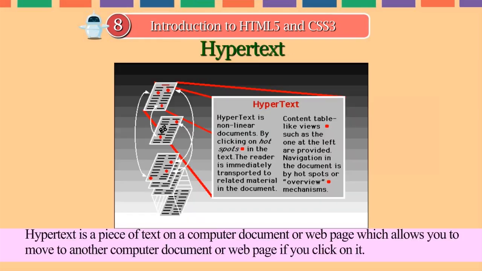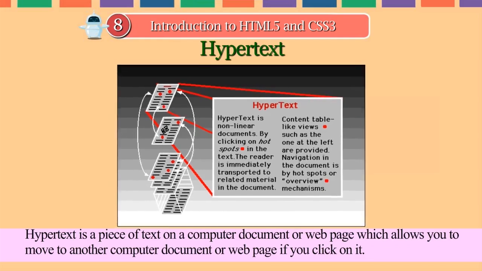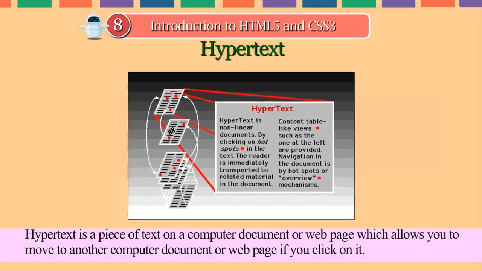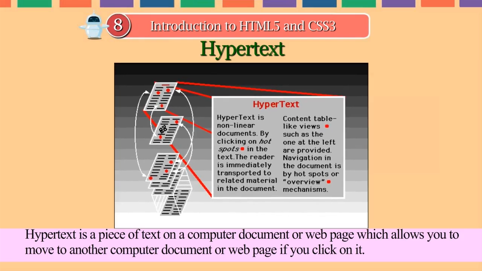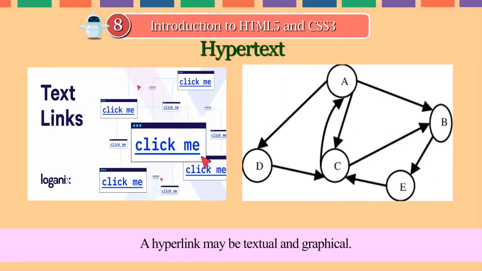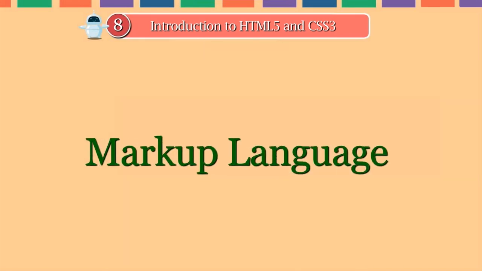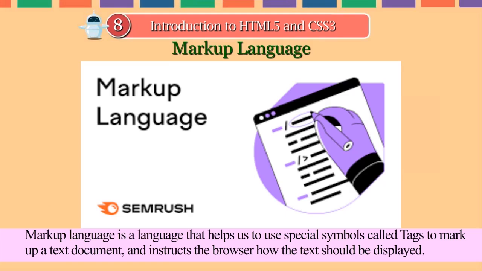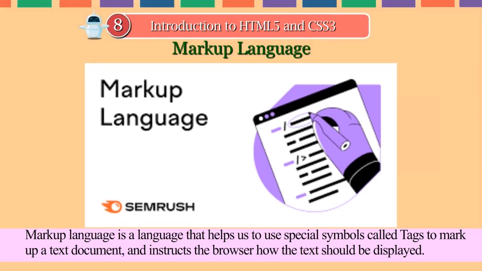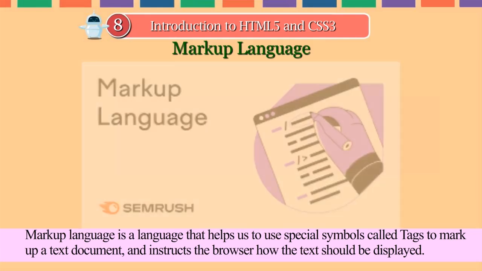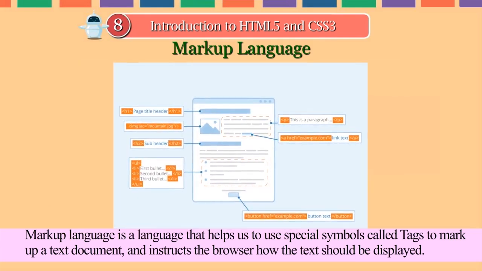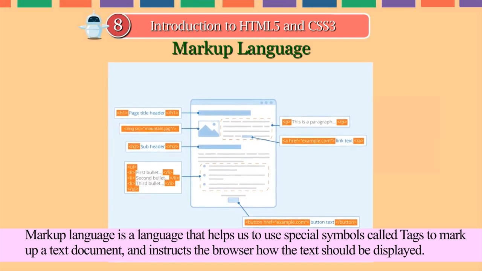Hypertext. Hypertext is a piece of text on a computer document or web page which allows you to move to another computer document or web page if you click on it. A hyperlink may be textual or graphical. Markup language. Markup language is a language that helps us to use special symbols called tags to mark up a text document and instructs the browser how the text should be displayed.